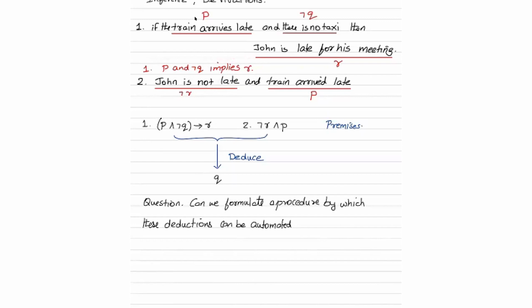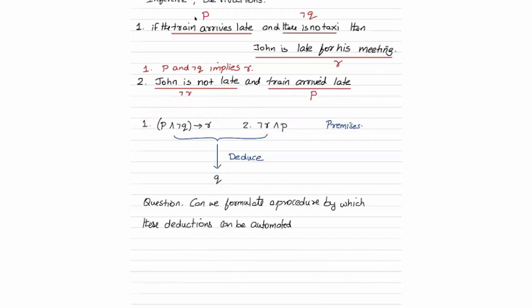What about the second statement? It says John is not late and the train arrived late. So John is not late. Again, it's a proposition, either true or false. We already have this proposition R, so it is the negation of that proposition. And the train arrived late. Again, we already have a proposition, P. Now forget about these two sentences and the English semantics of them. After this abstraction, what do we have? We have these two formulas: P and not Q implies R, and not R and P. And what we are saying is, with these two formulas, I can deduce that Q holds.